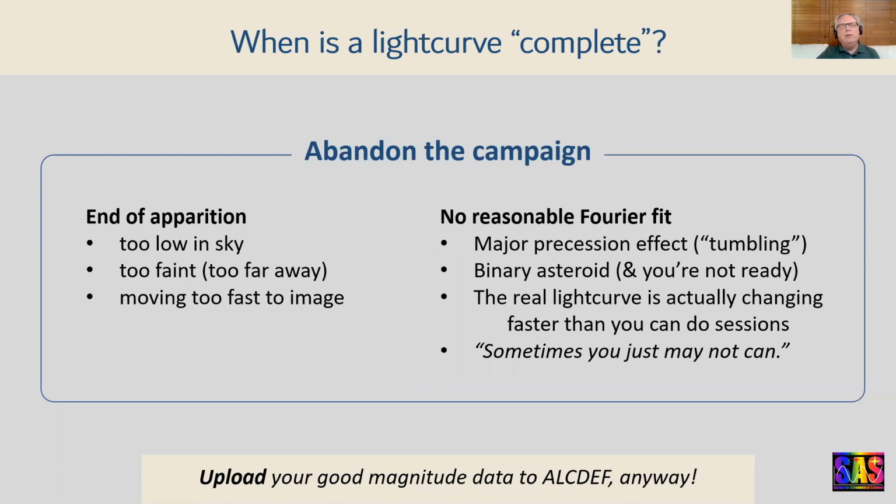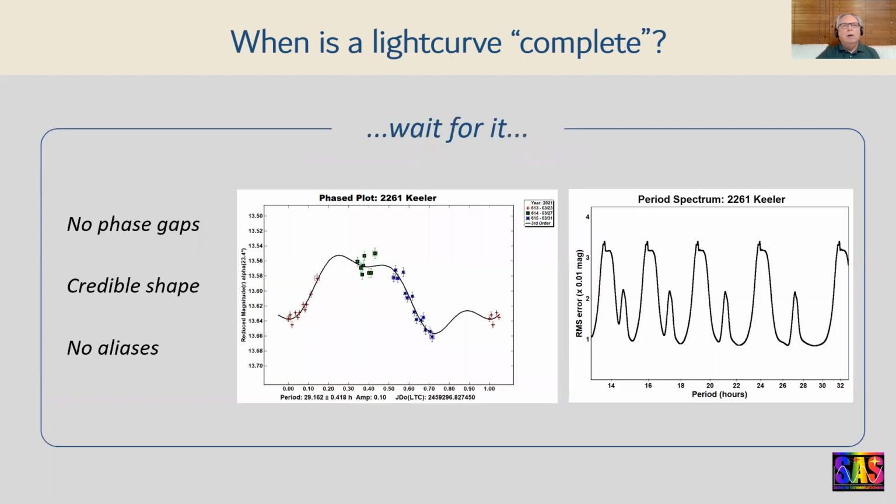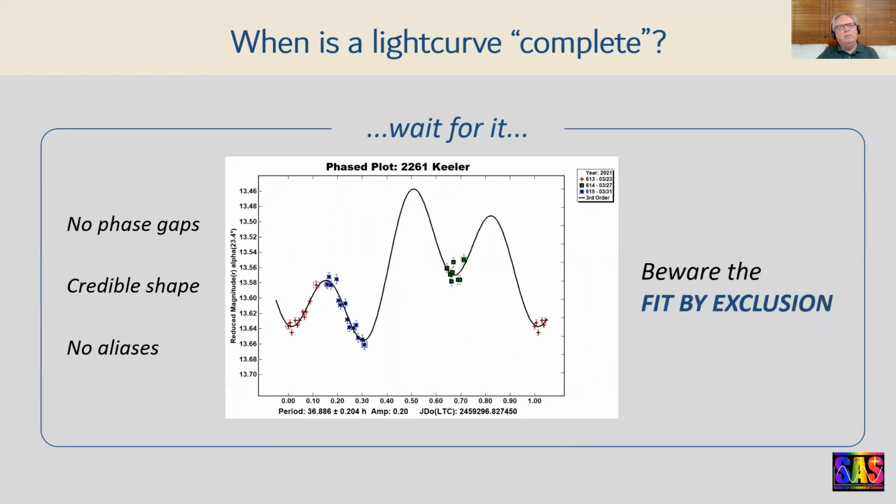But look, if you have good sessions that you've taken, upload your good magnitude data to the asteroid light curve database anyway. Maybe somebody in future apparitions will find out what your data meant. Maybe you will. But happier is when you can get a complete light curve and publish it. This one's not ready. It has phase gaps. It has a credible shape, but it's still got aliases here in the period spectrum. That's not going to do. So you need to get more data and wait for it.